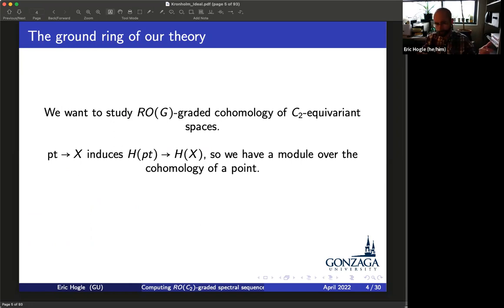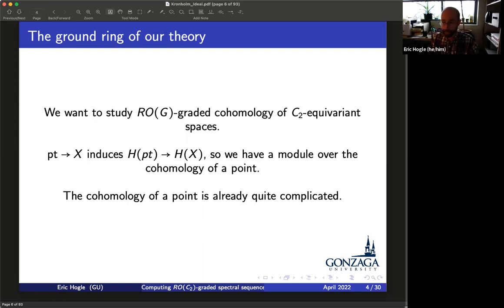So if you recall that cohomology is a contravariant functor, you can always map a point to a space, which means that, I'm sorry, this first one's backwards. This should be, you can always map a space to a point. And so contravariantly, you have a map from the cohomology of a point to the cohomology of a space. And so in general, in any cohomology theory, the cohomology is a module over the cohomology of a point. So the cohomology of a point is always an important part of the theory.